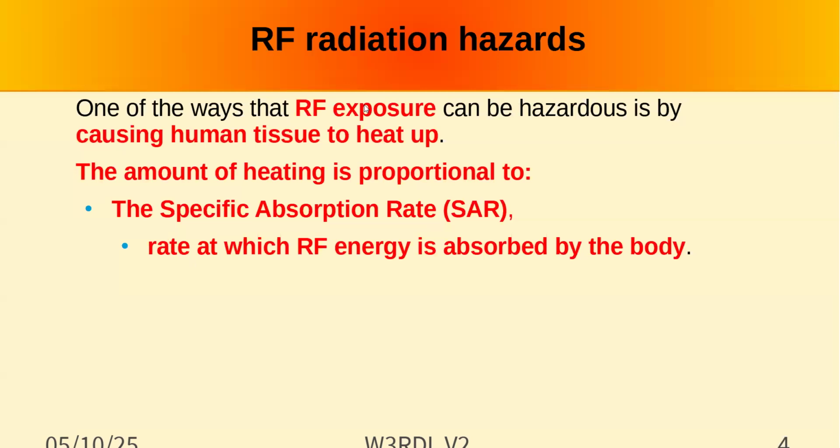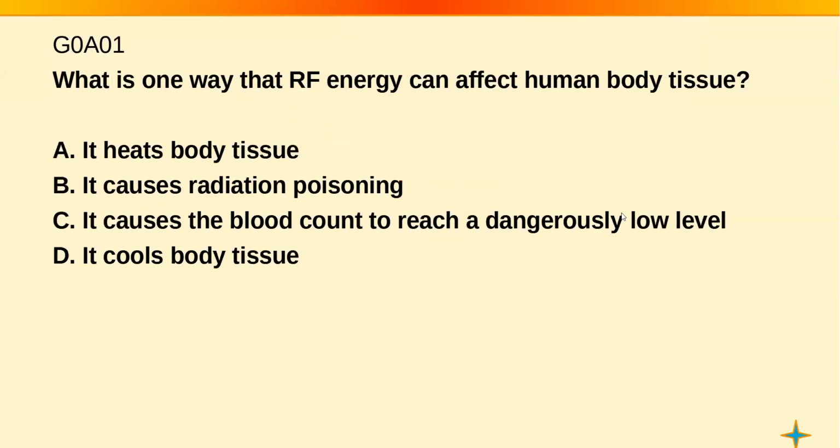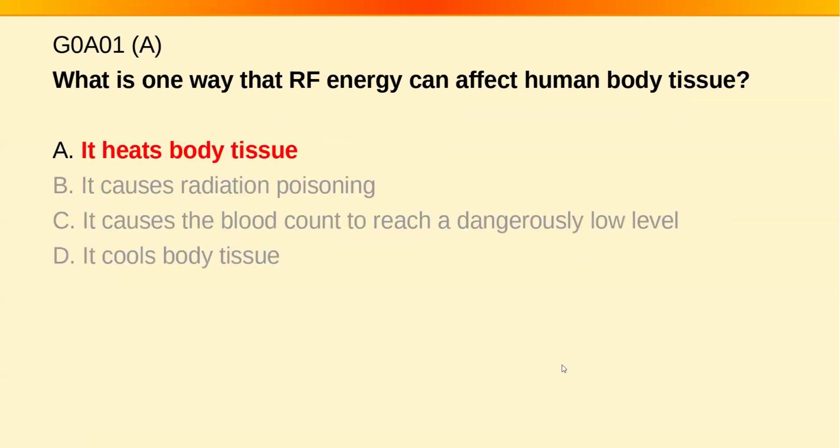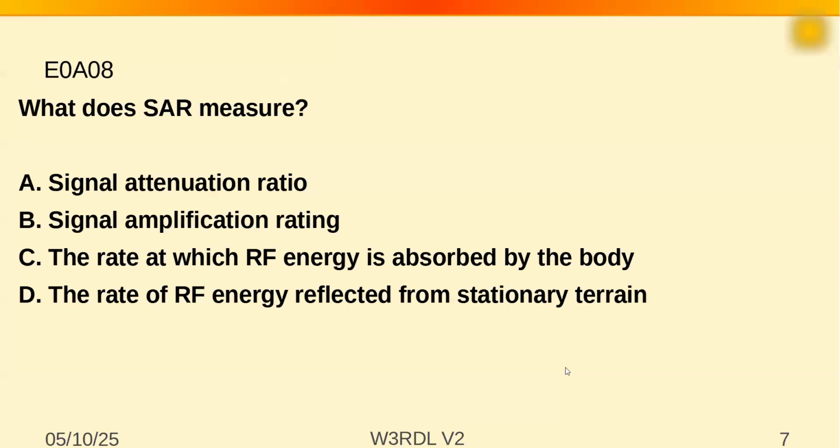And basically it's heating. There's also a thing called the specific absorption rate, or SAR, which is a measure of how fast the energy is absorbed. And of course, the soft tissue absorbs it faster. And I think it's just because of the water. So what is one way RF energy can affect human body tissue? What does SAR measure?